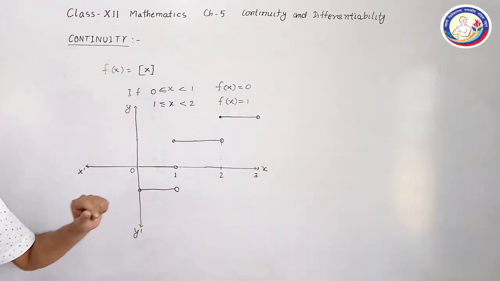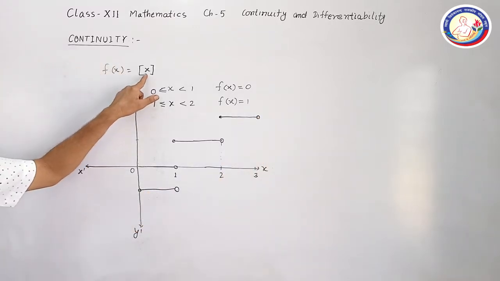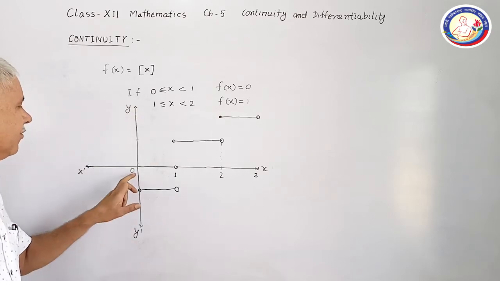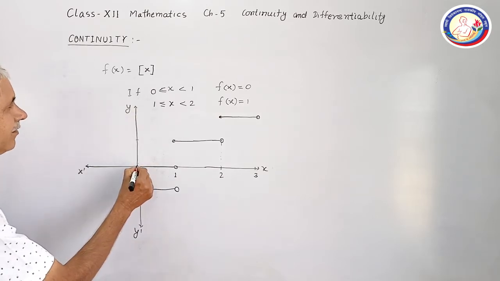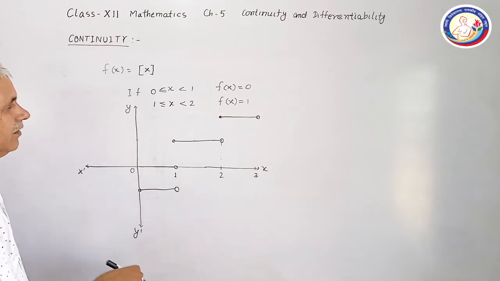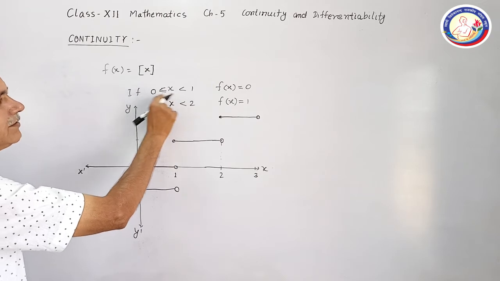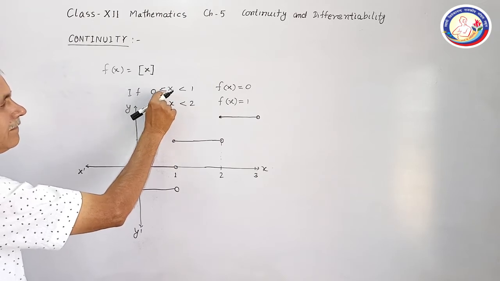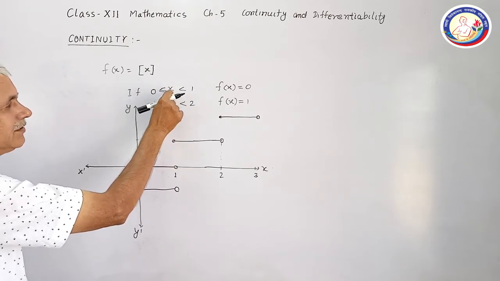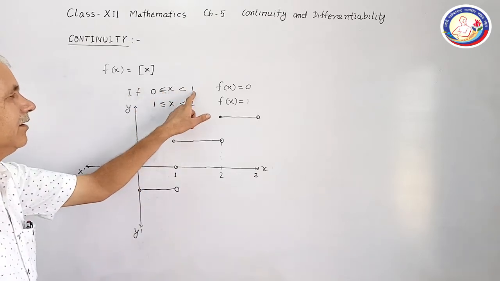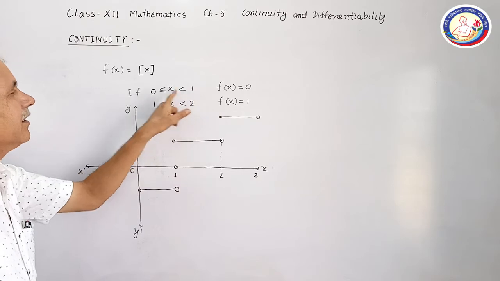So, I am repeating it. If there is a function given by this, which is called greatest integer function, then the value of function will be 0. It is greater than or equal to 0 and less than 1. x is greater than or equal to 0. We can say this 0 is less than or equal to x. It means x is greater than or equal to 0. x is less than 1. It means 1 is greater than x.